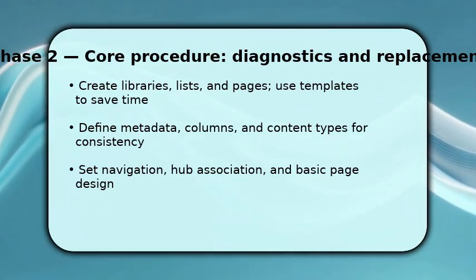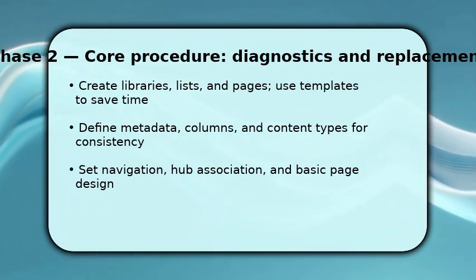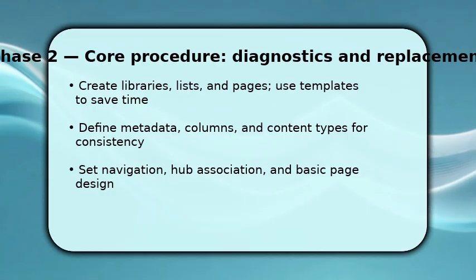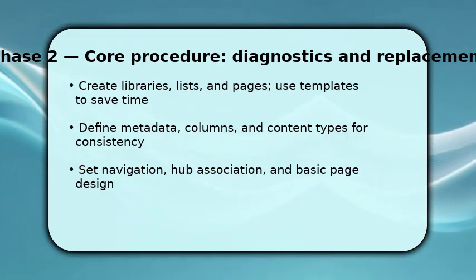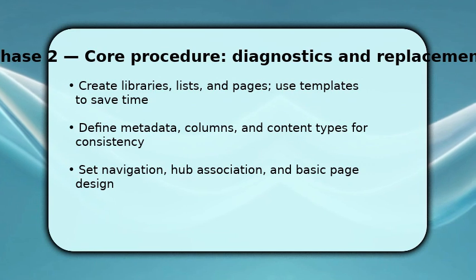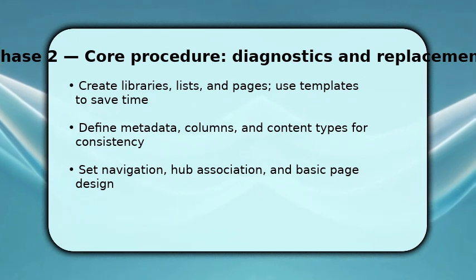Next, establish top and left navigation and associate the site with a hub if applicable. This ensures consistent branding and search across sites. Make sure to add web parts for news, quick links, and documents, and review permissions as you add content so collaborators can start work. Finish by locking governance.